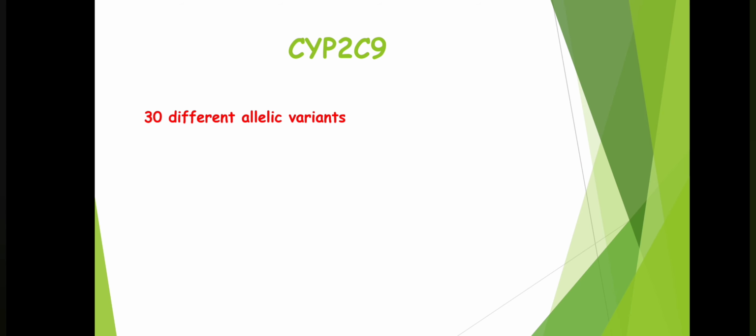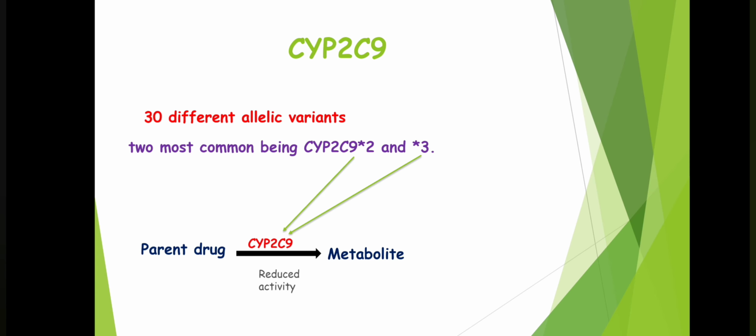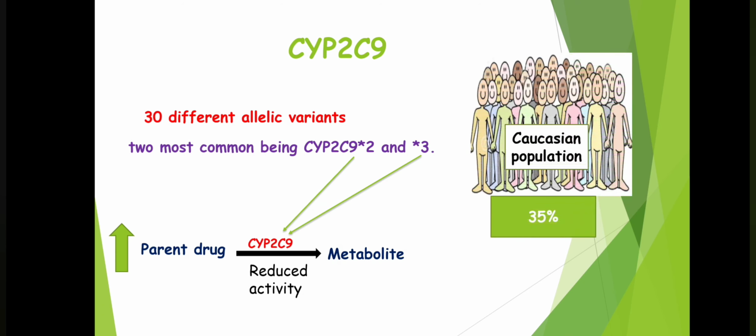CYP2C9 has at least 30 different allelic variants, with the two most common being CYP2C9*2 and *3. Both of these result in reduced CYP2C9 activity. Reduced enzyme activity means it will increase the plasma concentration of the parent drug, and this is carried by about 35% of the Caucasian population.